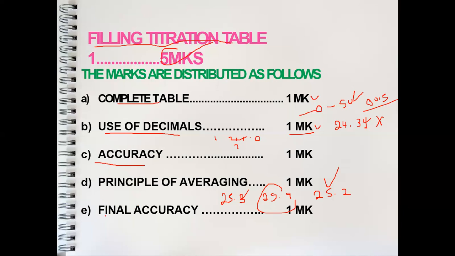Then the final accuracy, now after averaging also, we'll check with the school value. For you to get this 1 mark full, your average or final accuracy, your final value should be between positive or negative 0.1 of the school value. You'll get 1 mark full. But if it ranges from positive or negative 0.2, then you will be given a half, the same as in this part C.